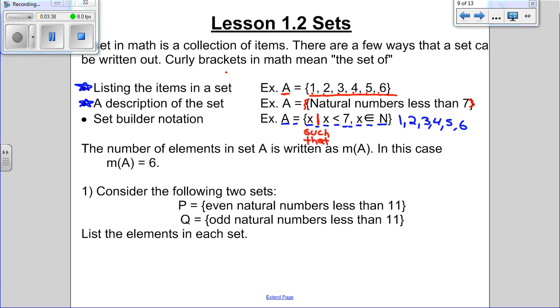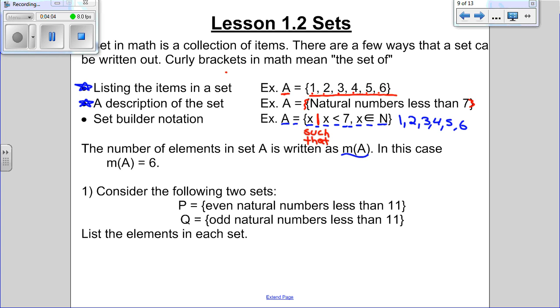Another thing you need to know about sets is you'll often be asked how many things are within a set. And that has a little bit of special writing. You need to write it as n(A). That would mean the number of things in set A, or the number of members of set A.